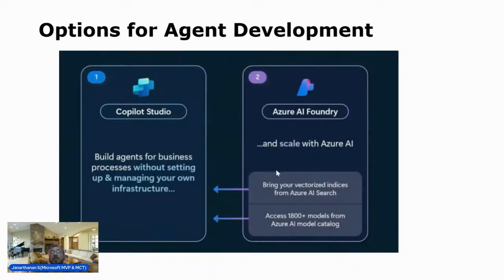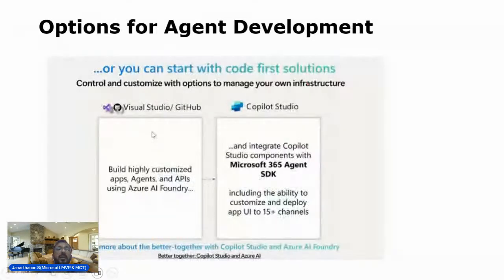The other options where we can create agents are Copilot Studio and Azure AI Foundry. Azure AI Foundry you have already seen. If you are a low-code or no-code developer, you can create an agent using Copilot Studio itself. Copilot Studio is for M365 users or business users. For developers, you can use Visual Studio or GitHub Copilot to create your own agents. So these are the various ways you can create agents.